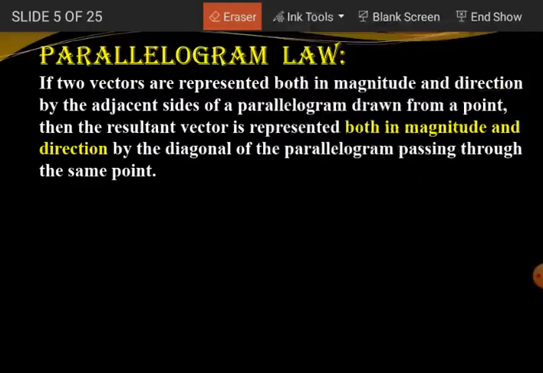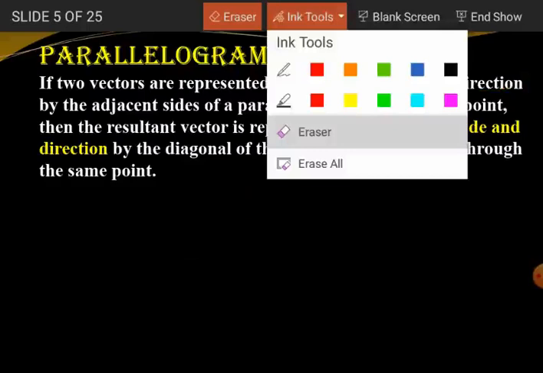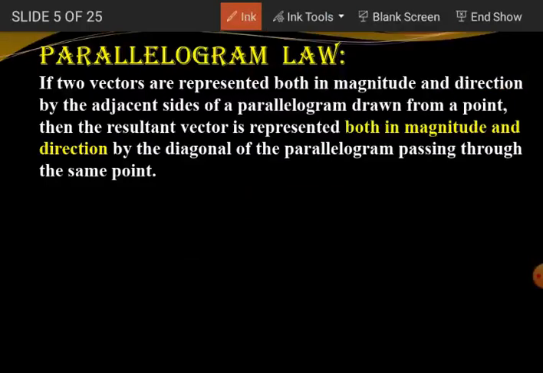Let me erase it all. So now let's see the parallelogram law of vector addition. If two vectors are represented both in magnitude and direction by the two adjacent sides of a parallelogram taken in order. In the case of the triangle law of vector addition, it was taken in order, but here it is not like that. If these are the two adjacent sides, they cannot be taken in order, but they should start from the same point.